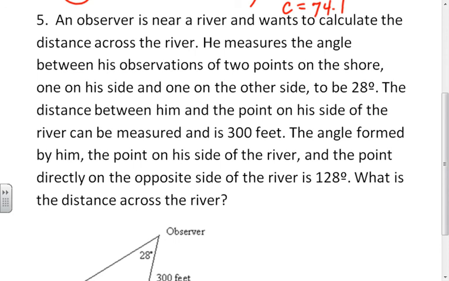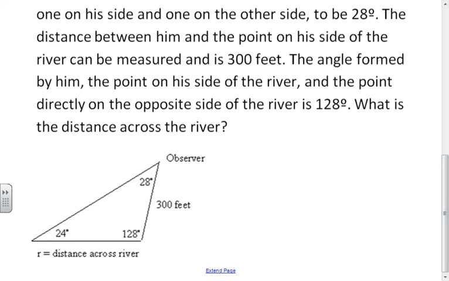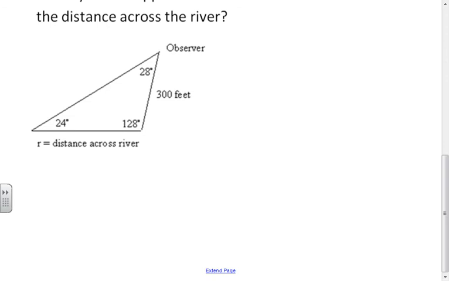The distance between him and the point on his side of the river can be measured, and it's 300 feet. The angle formed by him, the point on his side of the river, and the point directly opposite is 128 degrees. What is the distance across the river? So here's our picture, our observer, a measurable distance, and our distance r, lowercase r, across the river, which we cannot measure.